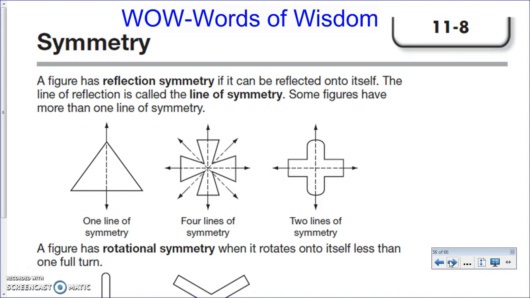The second one, the cross, or the plus sign, however you want to look at it, has four lines of symmetry. Each one of those lines, if you folded the shape over it, it would land exactly on top of itself. And then the third shape has two lines of symmetry. You can either do it horizontal or vertical. And both times, if you fold it, it will end up exactly on top of itself.